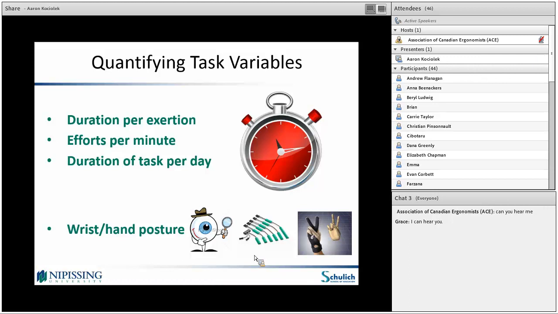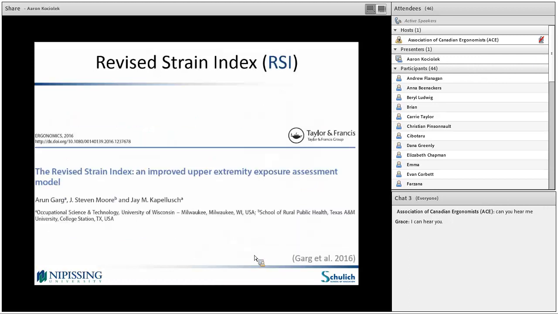So I just thought I'd now like to point out that as of actually just this year, in 2016, the strain index is now antiquated. Garg and colleagues developed a revised strain index, and as you can see from their title, they believe it's an improved upper extremity exposure assessment model for assessing risk of the distal upper limb.